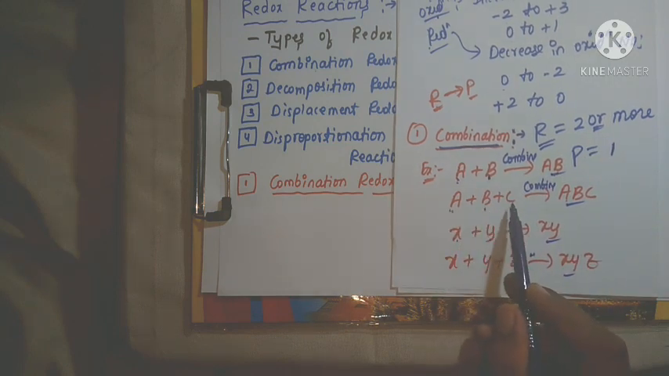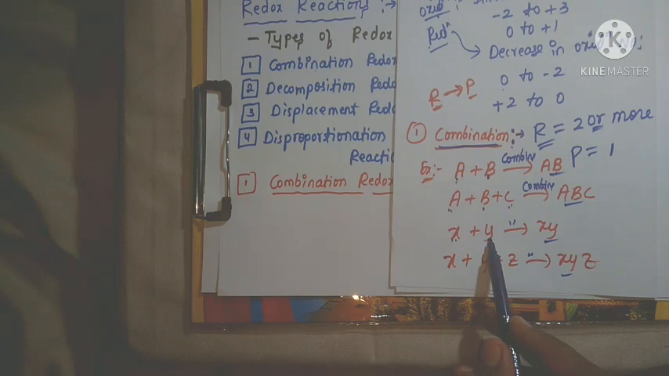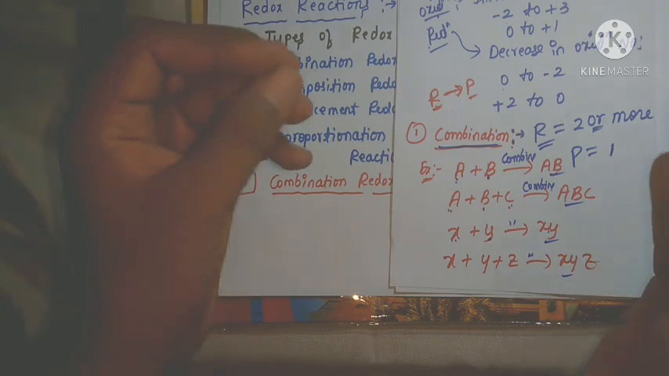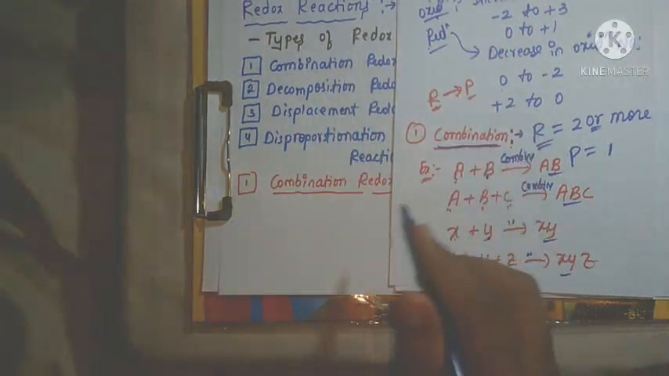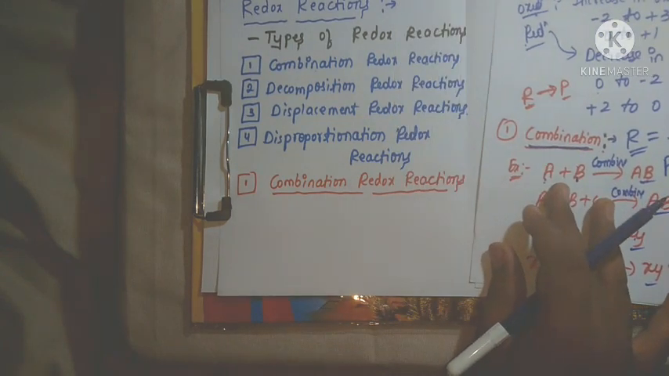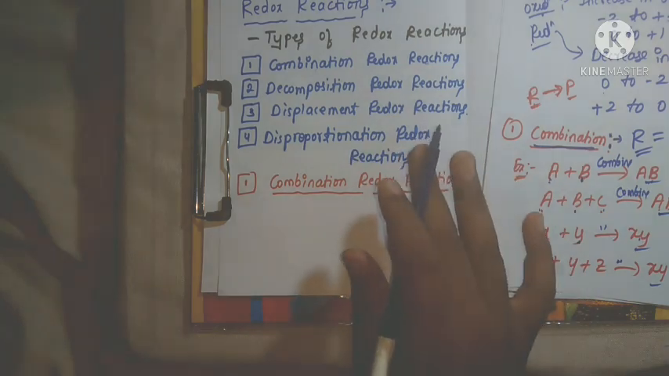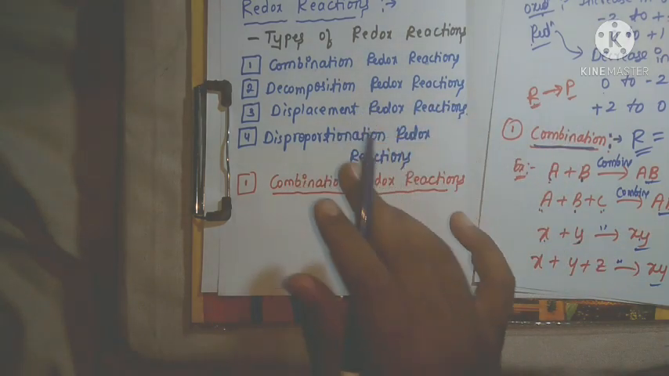Just check here, 2 reactants are combining, forming only one product. Here 3 reactants are combining, forming only one product. Here again 2 reactants are combining, forming one product. Here 3 reactants are combining, forming one product. Means 2 or more reactants combine to form only one product. Such type of reactions are called as what? Combination reactions. I'm not telling that that is a combination redox reaction. I'm telling that that is a combination reaction.